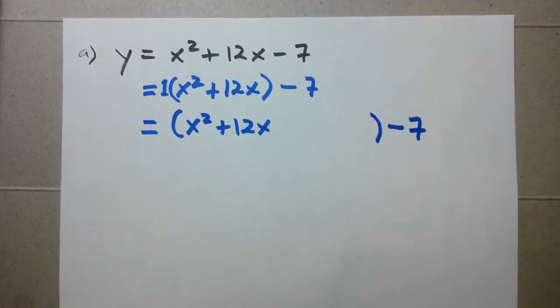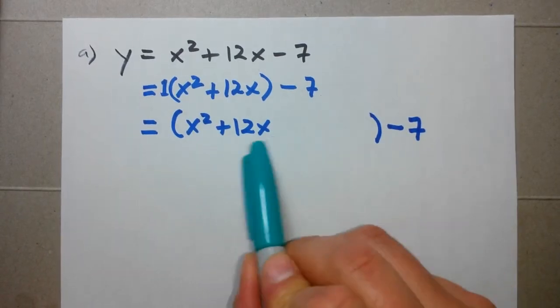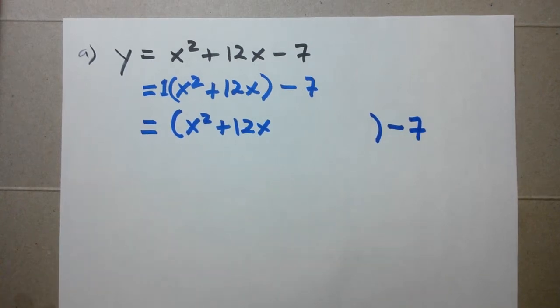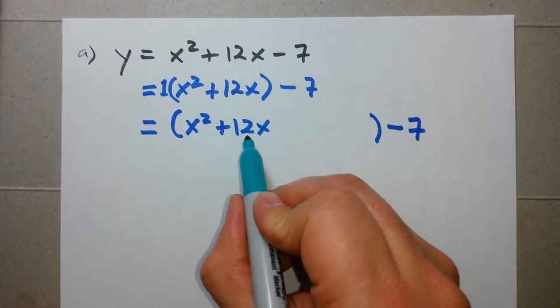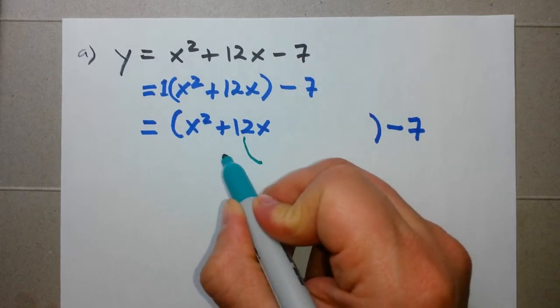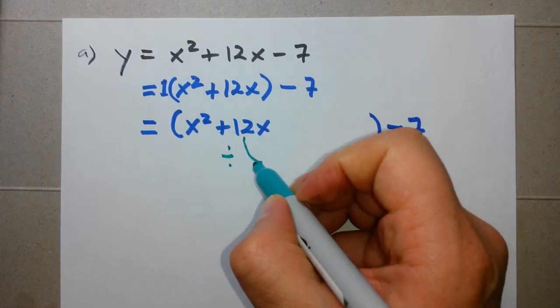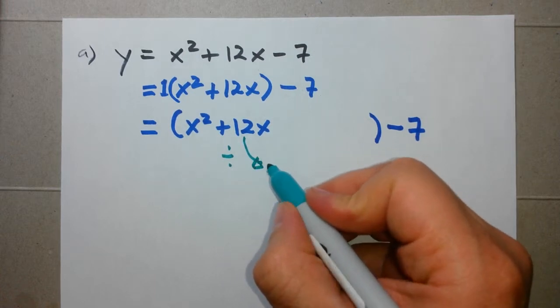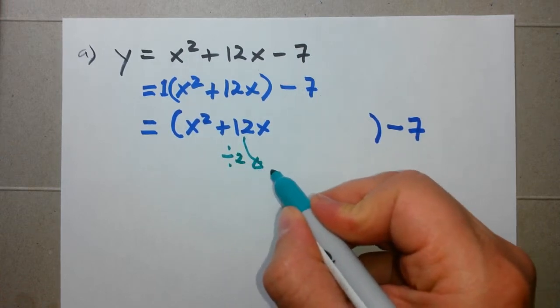Now you may have seen some other videos on this, and I've noticed they do it differently. This is the way I do it, and I'm going to show you. So we leave some space here. What we're going to do is the following. You take the 12 and we're going to divide it by 2. So you divide it by 2 and we get 6.